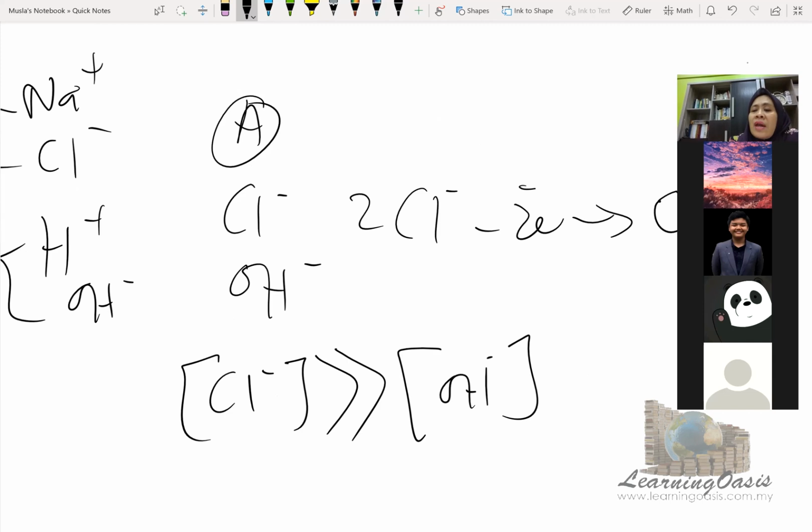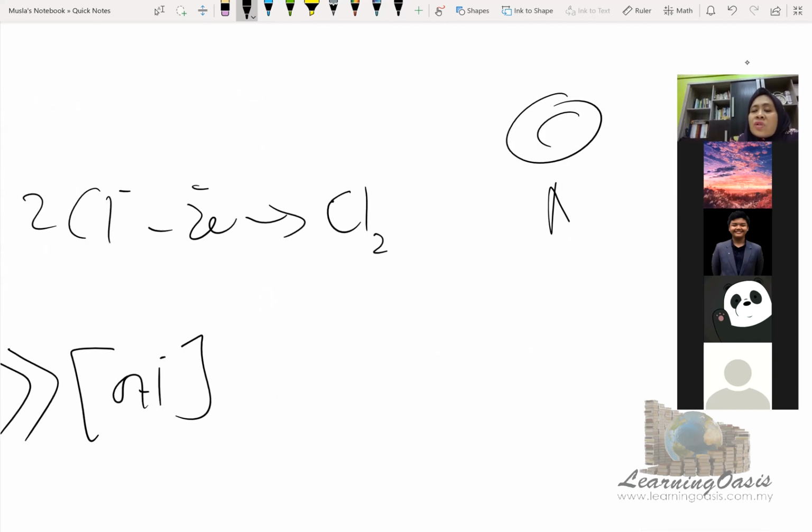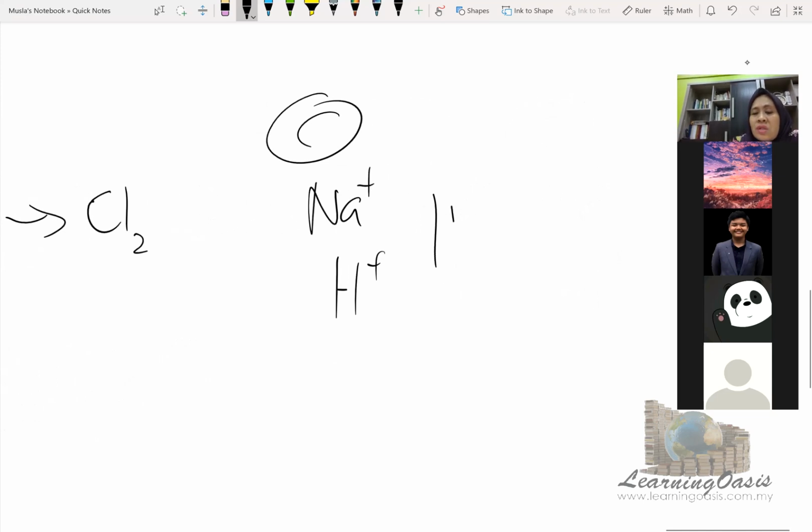Now at the cathode, we have a choice of sodium ion and hydrogen ion. So bear in mind, sodium is highly reactive. From last class, when we talked about the reactivity series, those that are highly reactive have a greater tendency to lose electrons. They are more stable in ionic form. So it's quite difficult to discharge them. So given the choice between sodium and hydrogen, hydrogen is less reactive than sodium, so hydrogen will be discharged.